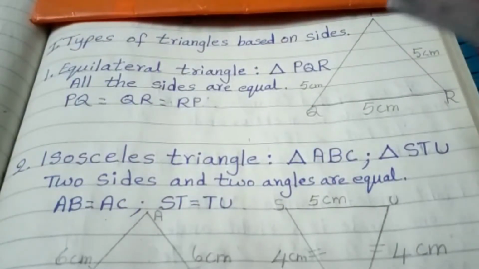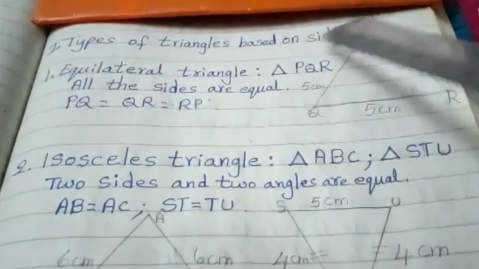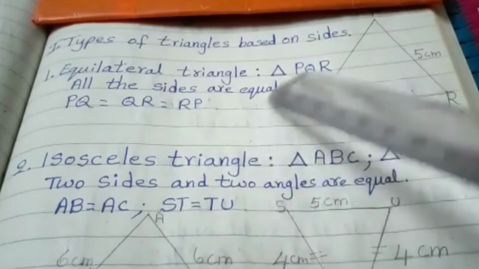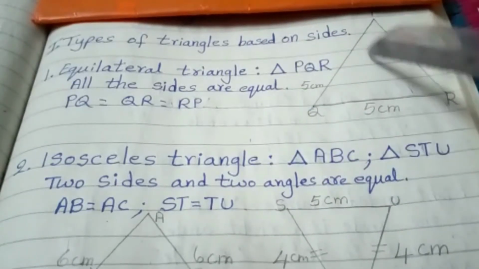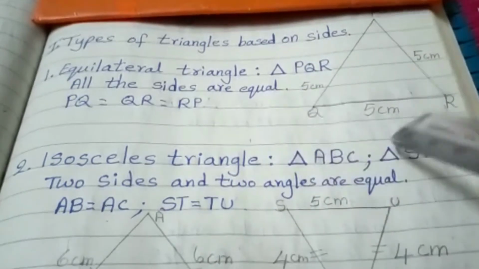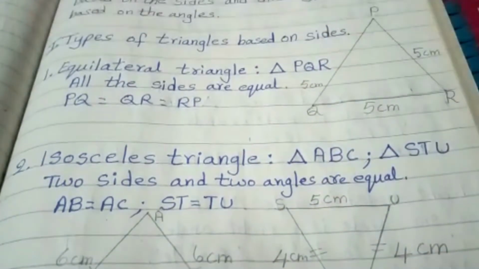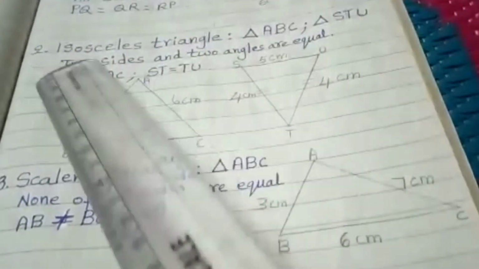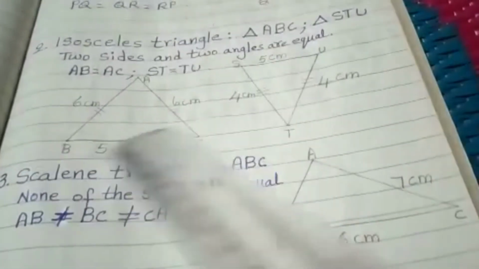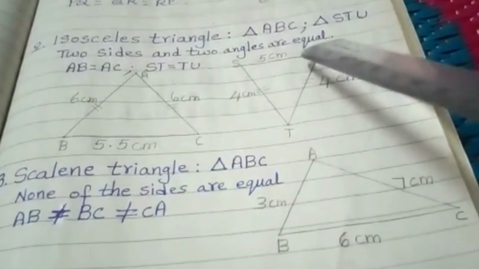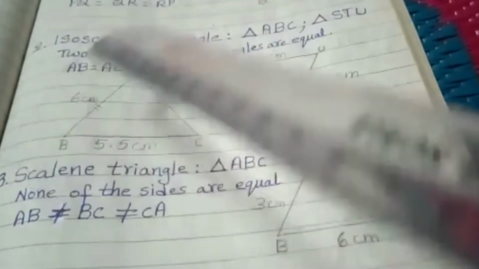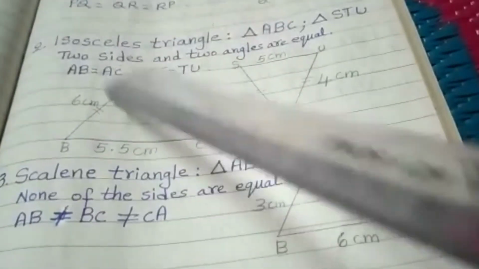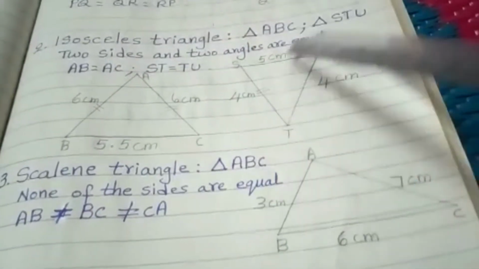Triangles are of different types based on sides and angles. Let us see types of triangles based on sides. Number 1. Equilateral triangle. Triangle PQR. All the sides are equal. PQ is equal to QR. QR is equal to RP. Number 2. Isosceles triangle. Triangle ABC. Triangle STU. Two sides and two angles are equal. AB is equal to AC and ST is equal to TU.